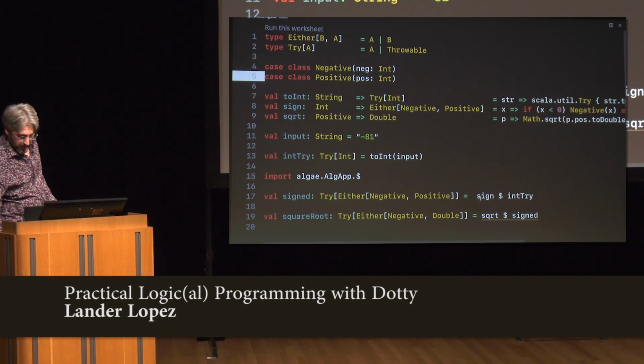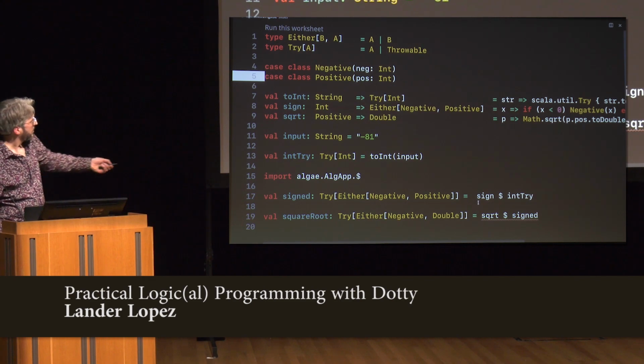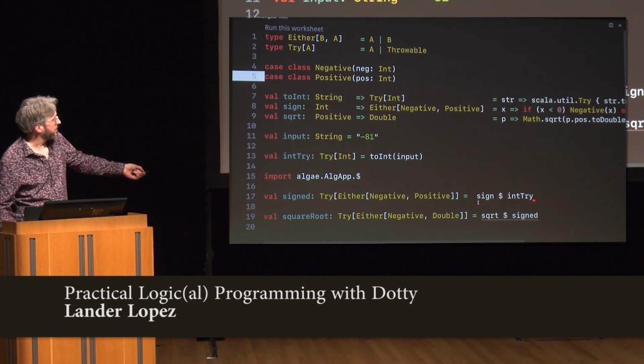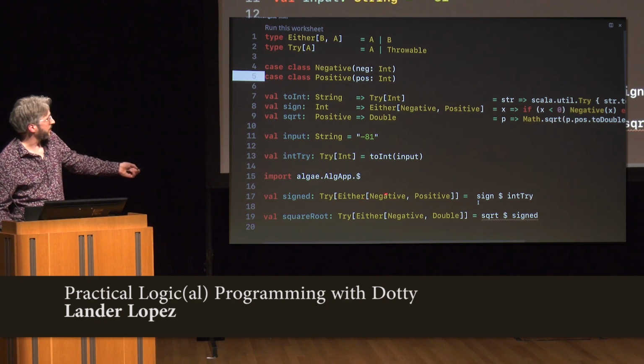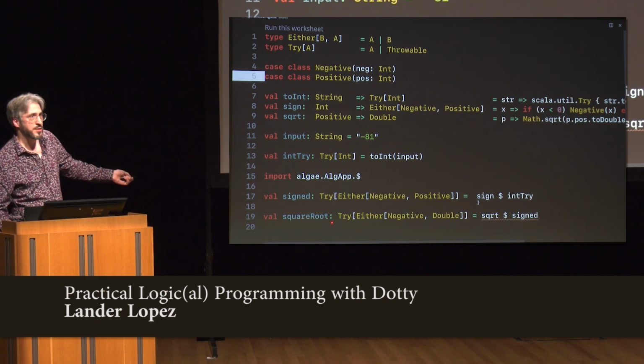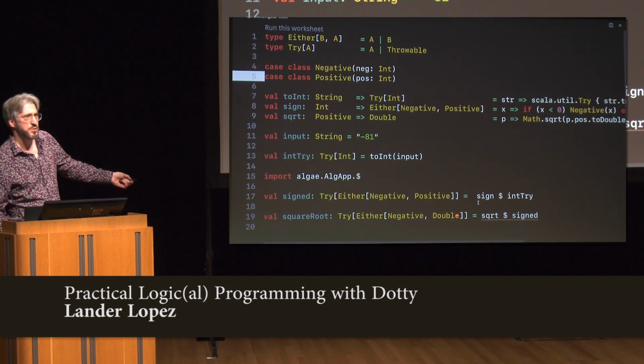And so we see the flow here. First is a Try of Int, then a Try of either negative or positive. Once you apply the sign there to the Try, you'll get Try of either negative or positive. And finally you get the square root, which is applied to the sign result. That's a Try of either negative, and now the positive has shifted to a double, because square root knows how to do positive to double.